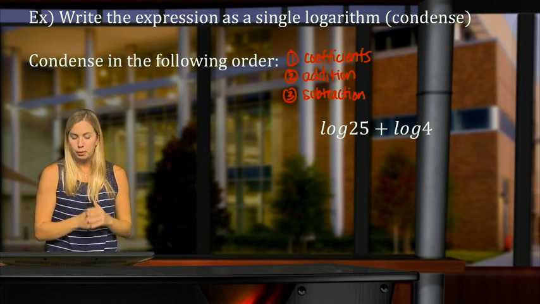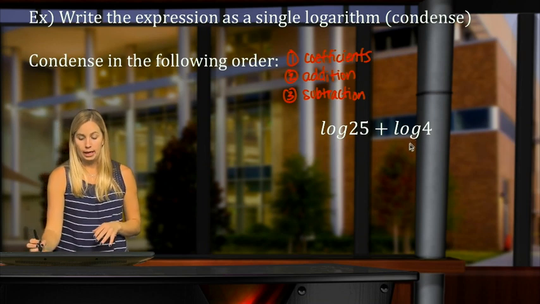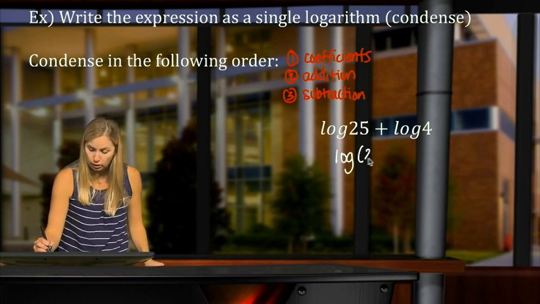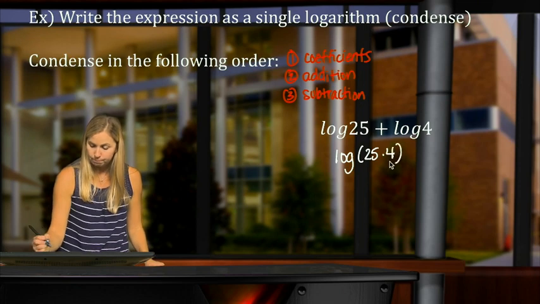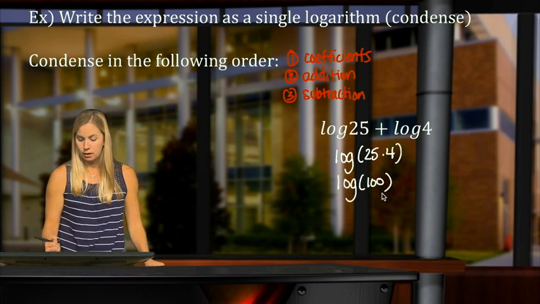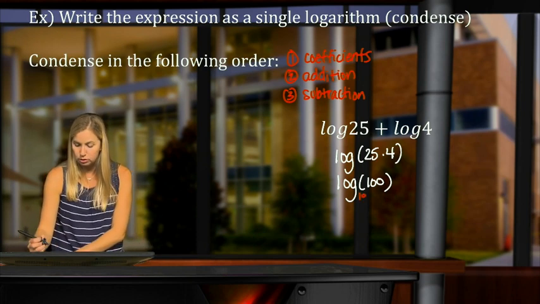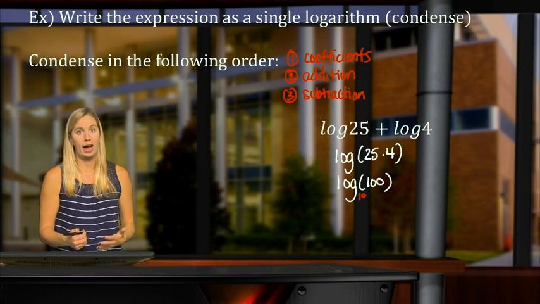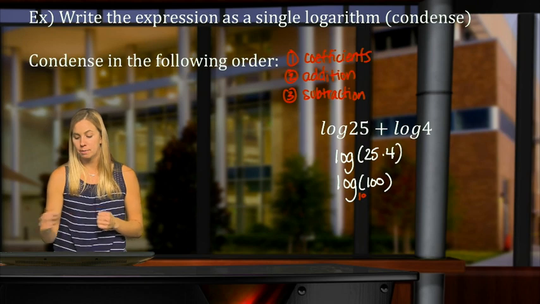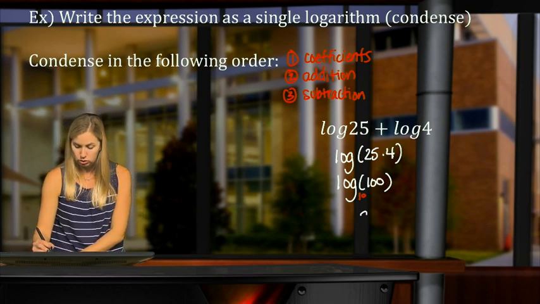So let's look at some examples. Log of 25 plus log of 4. Since these two are being added, we condense them using multiplication. This is log of 25 times 4, which is log of 100. Since the base here is understood to be 10, we actually do have all numbers involved, and we need to try to simplify. At this point, we've seen this particular expression several times. 10 squared is equal to 100, so log of 100 is equal to 2.